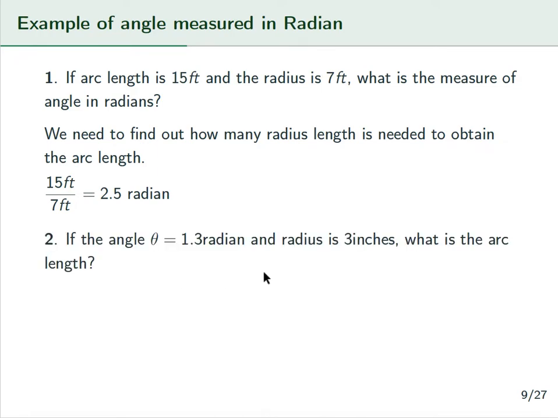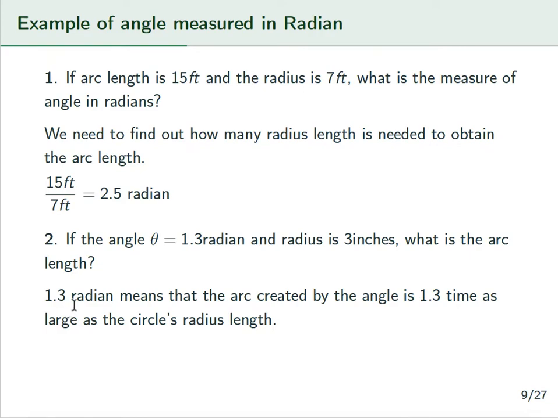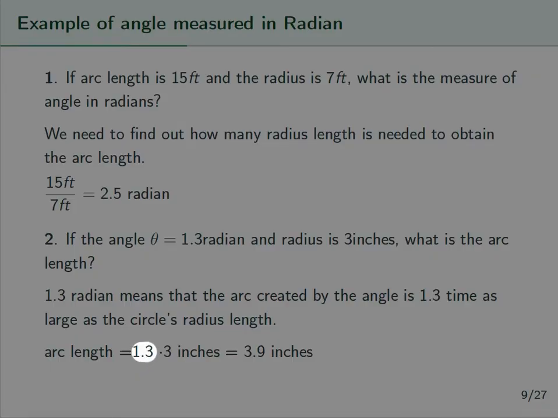Second example. If the angle theta equals 1.3 radians and the radius is 3 inches, what is the arc length? So 1.3 radians means that the arc length created by the angle is 1.3 times as large as the circle's radius length. So we multiply these two. The arc length is 3.9 inches.